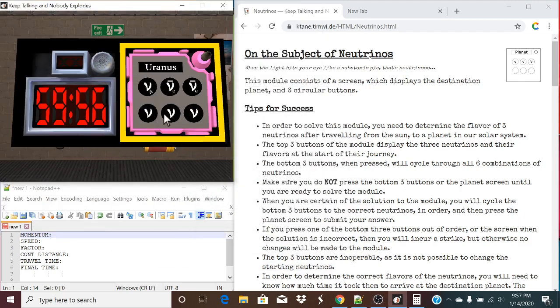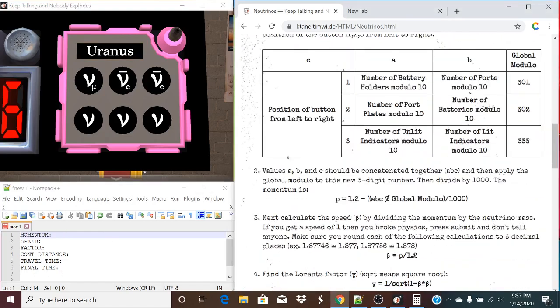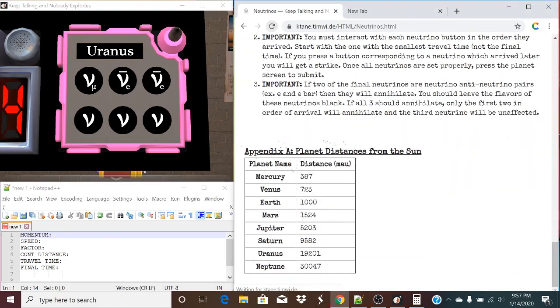Yes, I am. Good. So what we need to do is essentially calculate these three sets of neutrinos going from the sun to this planet up here. Before we actually do that, let's grab our planet and see what its distance from the sun is. So good old Uranus has a distance of 19,201.